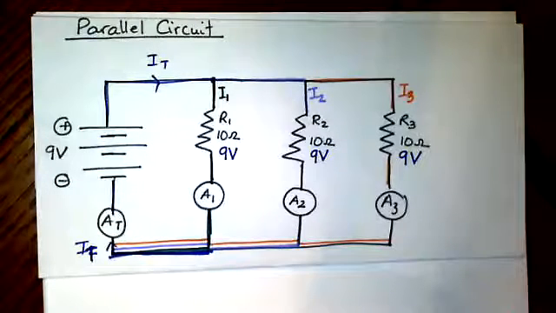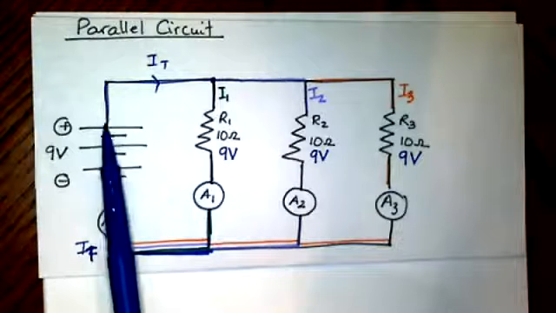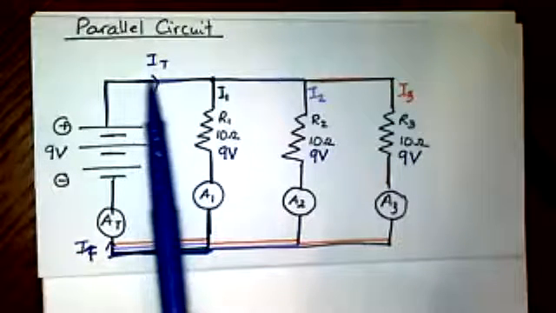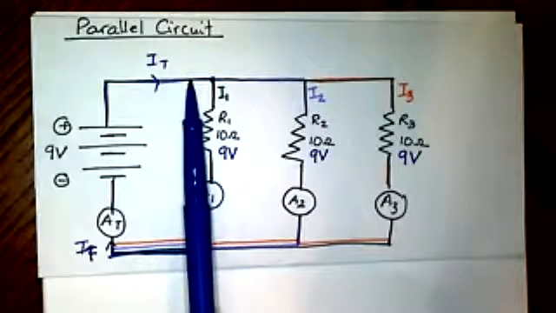Here is a parallel circuit. A parallel circuit is way more complicated than a series circuit. As you can see, there are multiple paths for the current to flow. You can see that we have the total current along this section of the circuit.